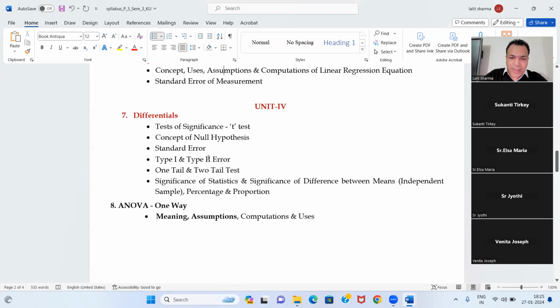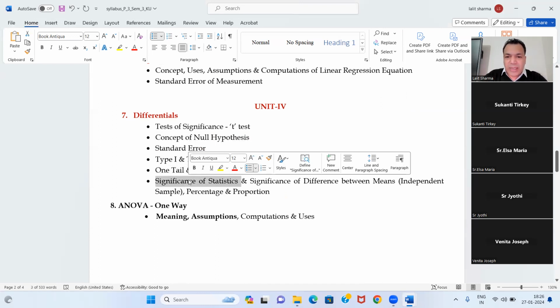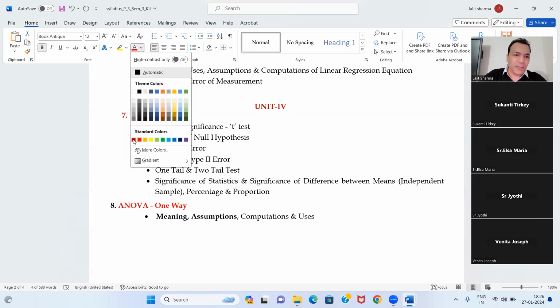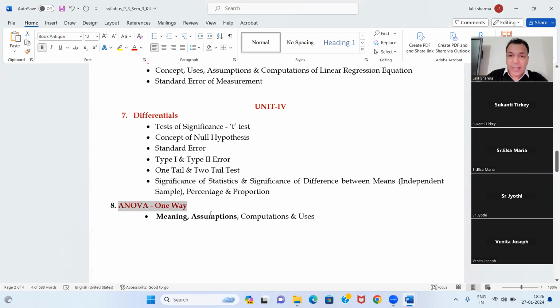Right, guys? And in unit 4 there is differentials, test of significance, t test, null hypothesis, standard error, type 1 and type 2 error, one tail and two tail test, significance of a statistic and significance of a difference between means, independent sample, percentage and proportion, and last is ANOVA. Repeat it again and again, ANOVA, so that it becomes simple for you. The full form of ANOVA is analysis of variance.